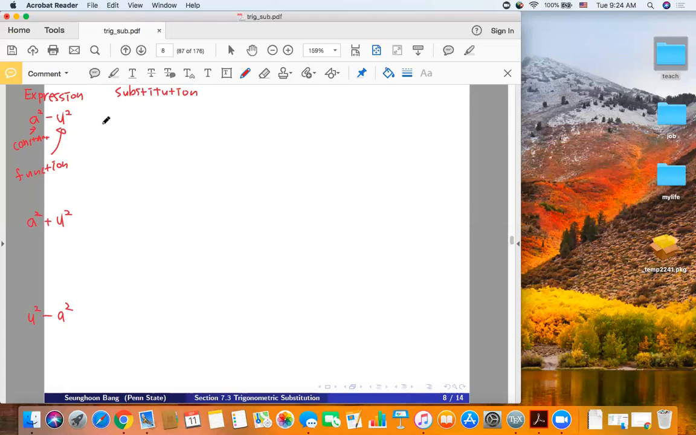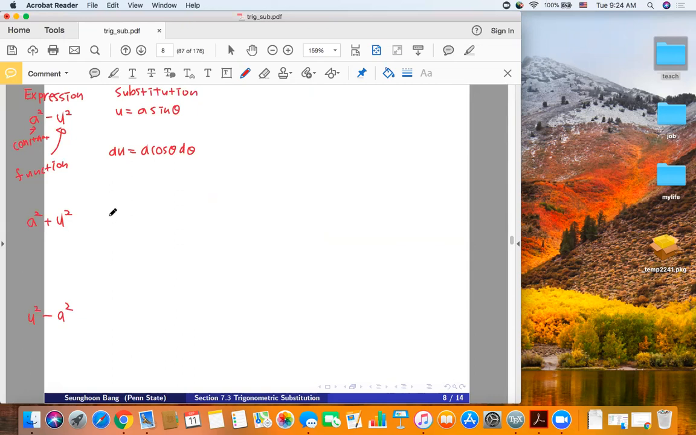The first case, a squared minus u squared. In this case, u equals a times sine theta. Find du. The du is a times the derivative of sine, which is cosine theta d theta.